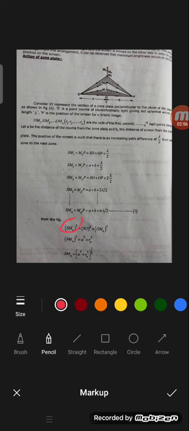From the figure, SMn will be equal to SO plus OMn. So SMn squared is equal to SO squared plus OMn squared. SO is a and OMn is R, the distance from the center to the zone. So SMn squared is equal to a squared plus R squared, and SMn is equal to the square root of a squared plus R squared.